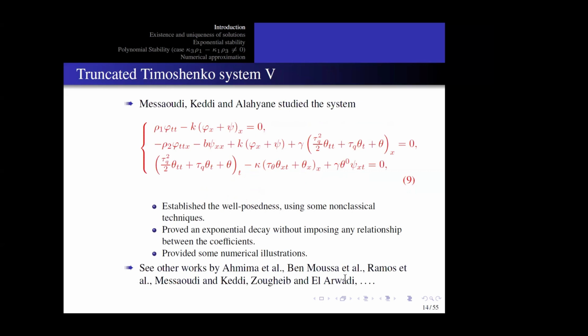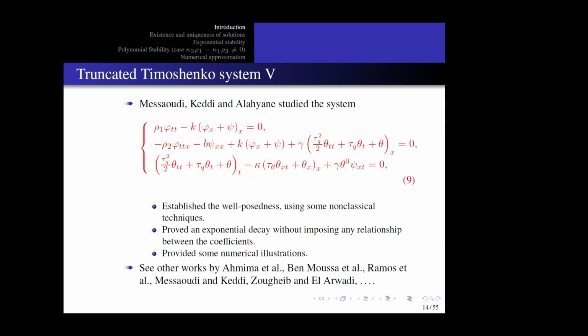So that's for Timoshenko. Also lately, we had the same result, but instead of using, for instance, Fourier's model or Cattaneo's model, we use what we call double lag. So this is another heat model, and we proved the same. We could get the exponential decay without any relation between these coefficients. If you want to see more results, there are so many results by my students and some of our colleagues from Brazil, Ramos, other colleagues from Algeria, and so on. So there are so many of these results.